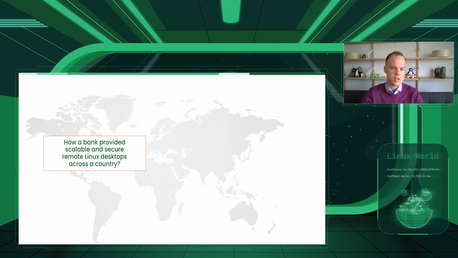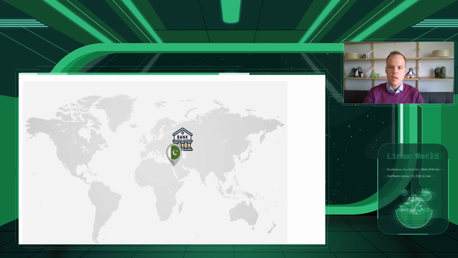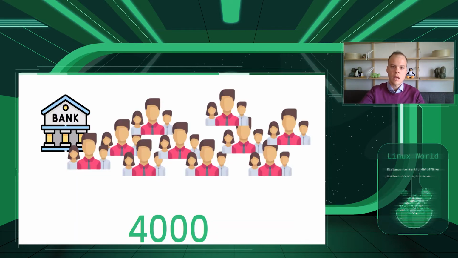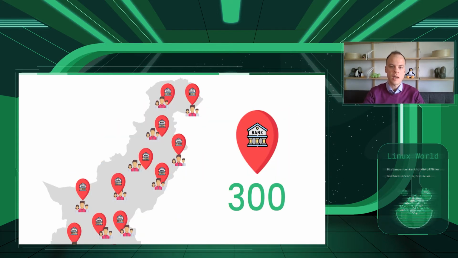Everything here starts with a question. Maybe when you signed up for this session, you had this question in your mind: how did a bank provide scalable and secure remote Linux desktops across a country? To answer that question, we need to understand a little bit more about the case details. We are talking about a bank institution in Pakistan. This bank has more than 4,000 employees, spread among more than 300 branches across the country. So, as you see, geographically spread.